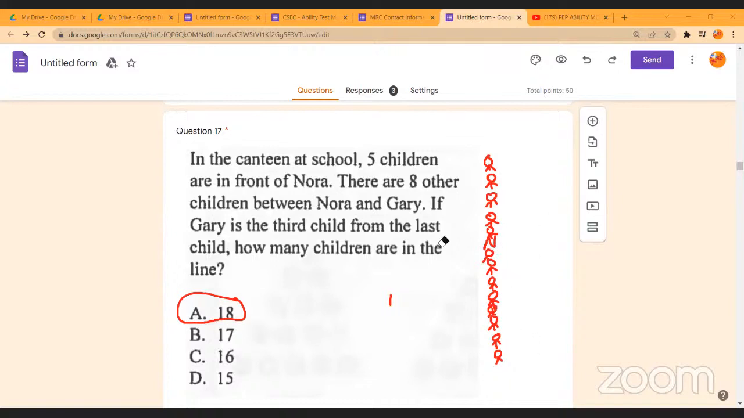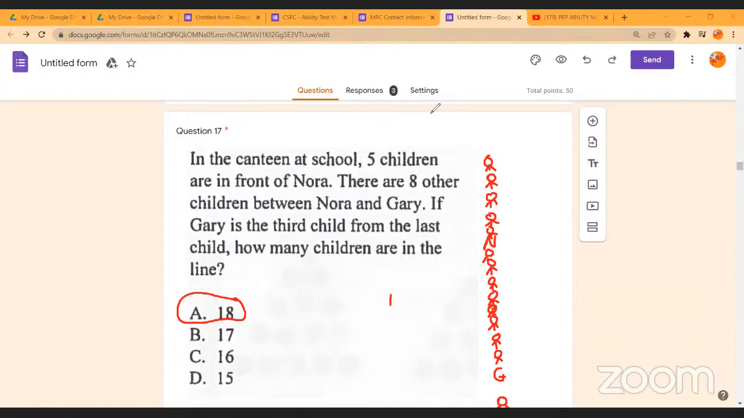And then it says, if Gary is the third child from the last child, how many children are in the line? So for Gary to be the third child from the last child, we have to draw 3 sticks. One of the sticks is the last child, and the 2 others are children like Gary. And now if you draw 3 children.